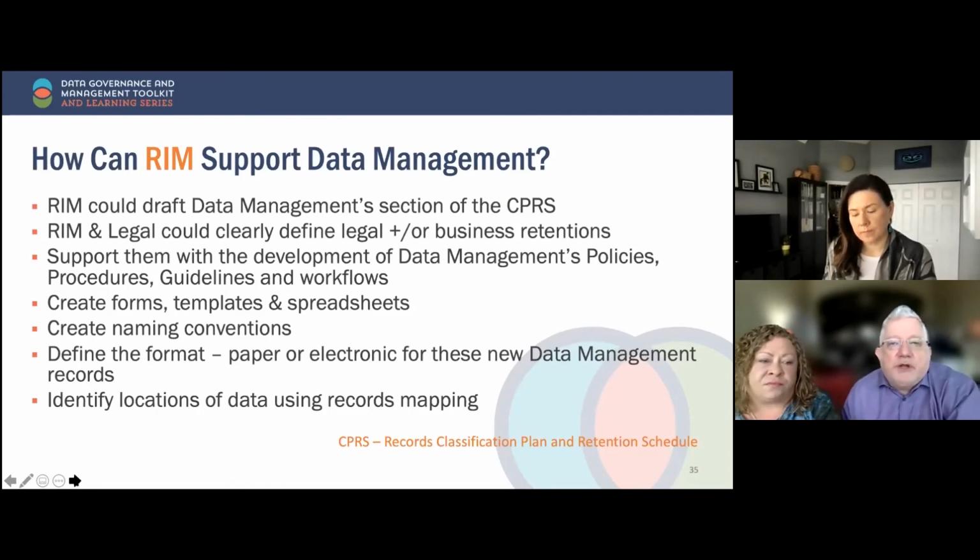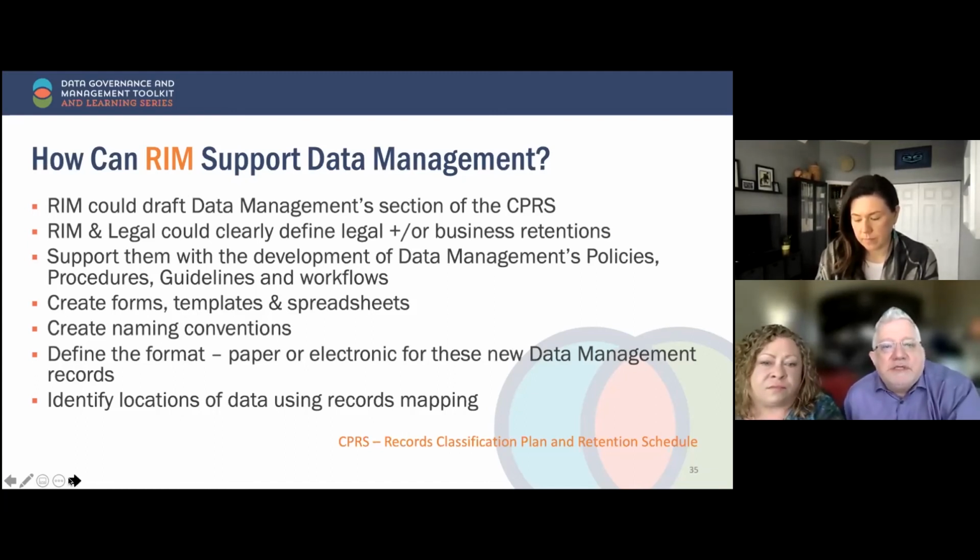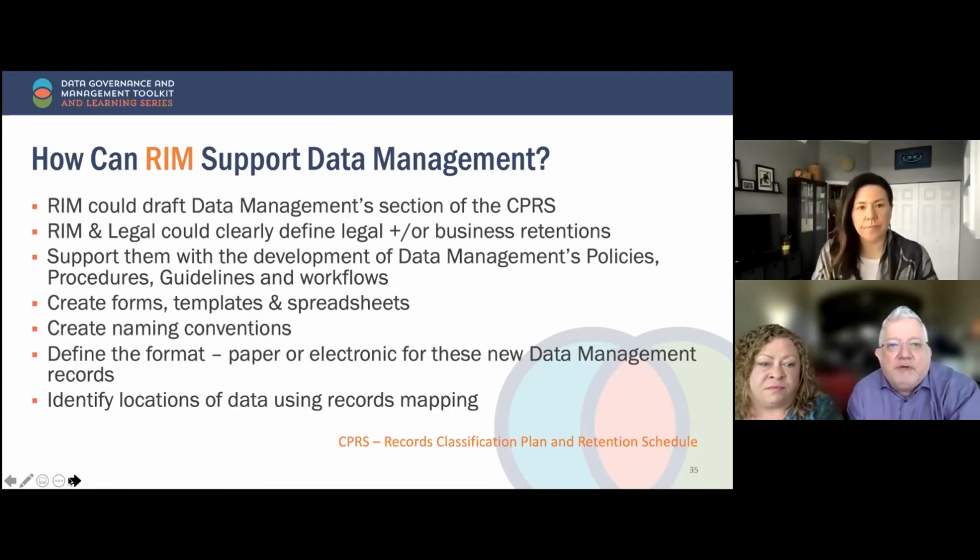RIM is very good at creating forms, templates, and spreadsheets, and naming conventions as well, which we'll have a couple slides on in a moment. Also, RIM can define the format of the official record, whether it's going to be in paper or in electronic for the DM records. And maybe some DM records might be in paper, some might be electronic. And finally, RIM can identify locations of data using records mapping. We've already shown you a number of examples of how you might want to be creative about that.